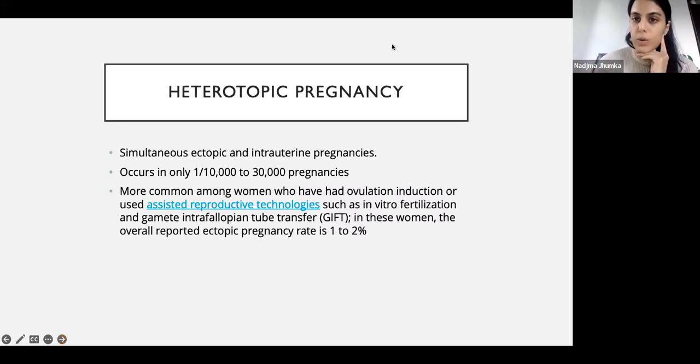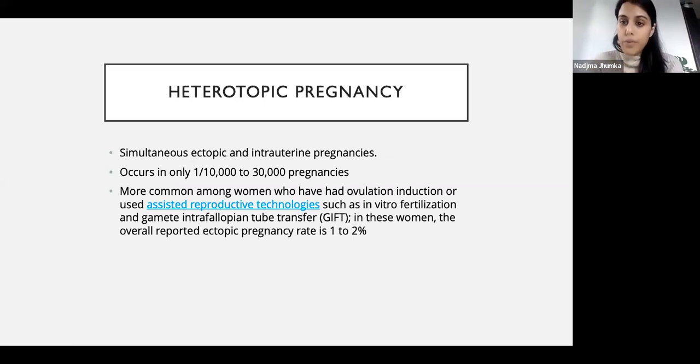You also have something called heterotopic pregnancy, which is not very common at all. In the normal population, it's about 1 in 30,000. But a heterotopic pregnancy is when you have both an ectopic pregnancy and an intrauterine pregnancy.